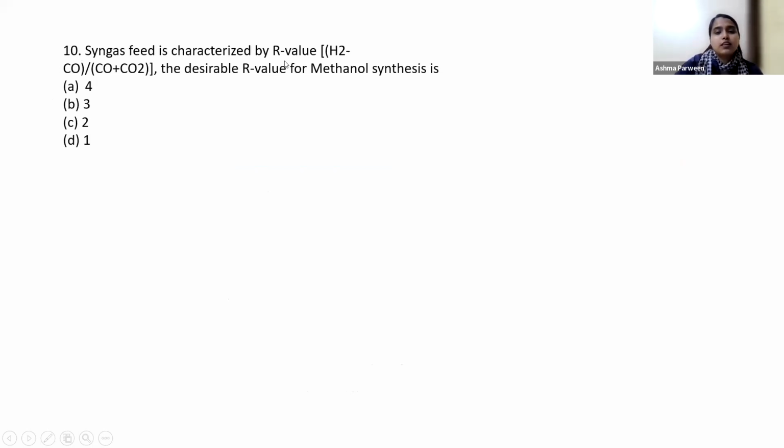Syngas feed is characterized by R value, that is hydrogen content minus CO content upon CO plus CO2 content. The desirable R value for methanol synthesis is, it is also a direct question and it is used a number of times during the lecture. So I want answer from everyone. Just write the option or whatever answer you think, 2, 4, 3 or 1 in the chat box. We'll wait for 2 minutes.